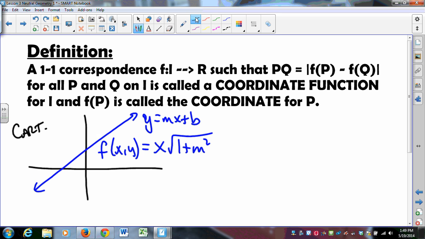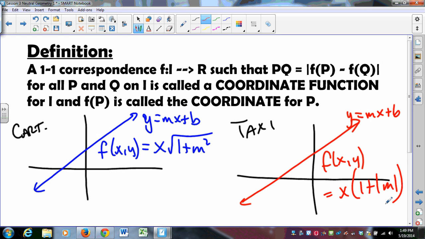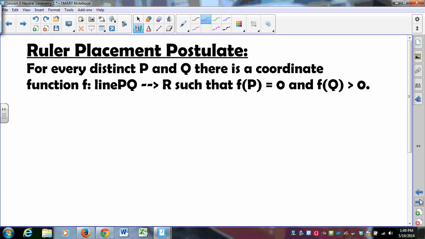In the taxicab system, I've got some line. It's the traditional y equals mx plus b. In this case, we would let f of (x, y) be x times 1 plus the absolute value of m. It serves roughly the same purpose as the other metric. They're coordinate functions, which brings us to the ruler placement postulate.